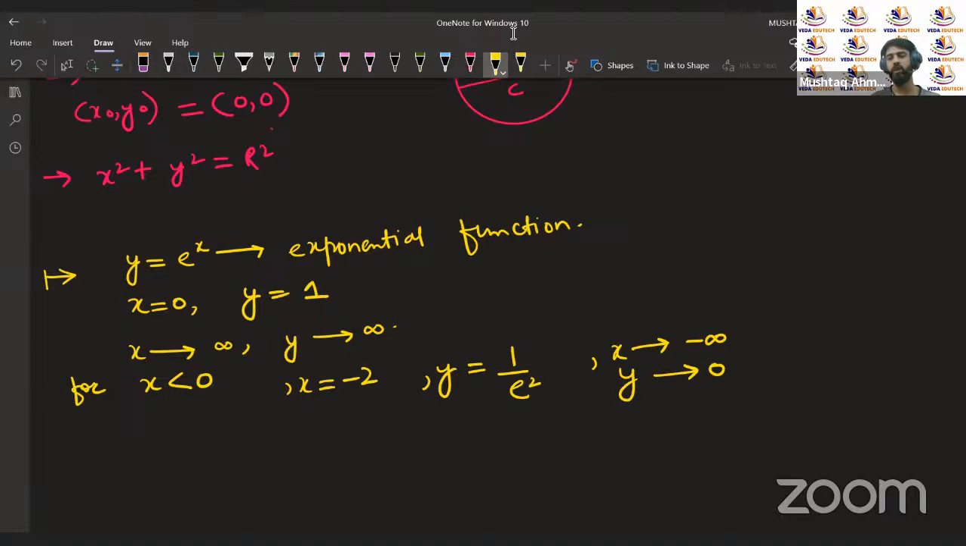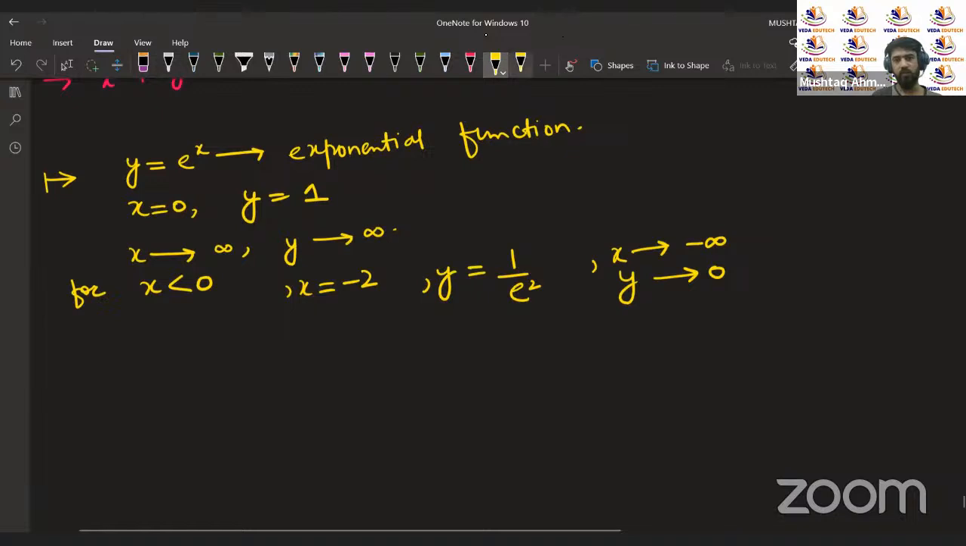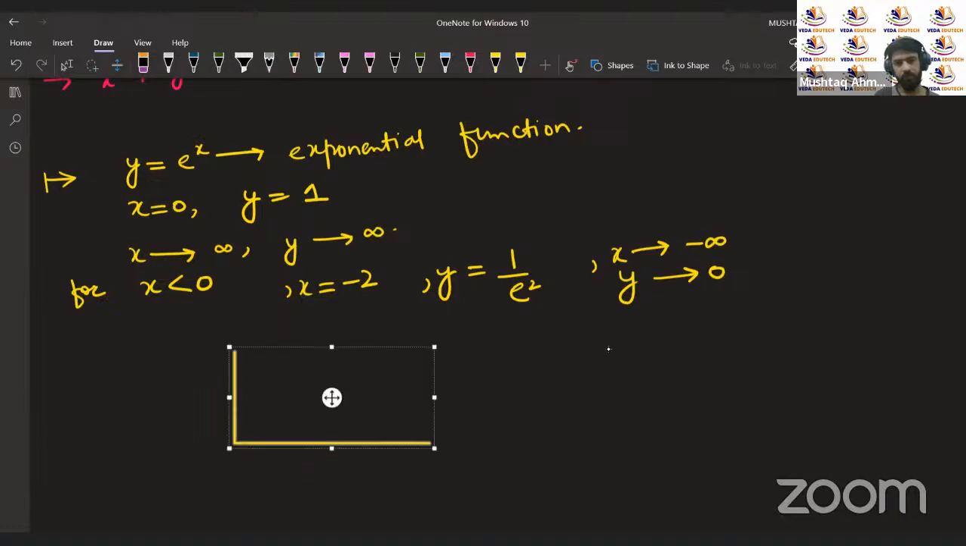If the value of x approaches minus infinity, we can see that as we increase the negative value of x, the value of y decreases, but it does not become 0. But as we increase the negative value of x to minus infinity, the value of y will approach 0. And as the value of x approaches plus infinity, the value of y approaches infinity. So that's how we can plot this. With this much information, we can easily plot this. This is also called an exponentially growing function.